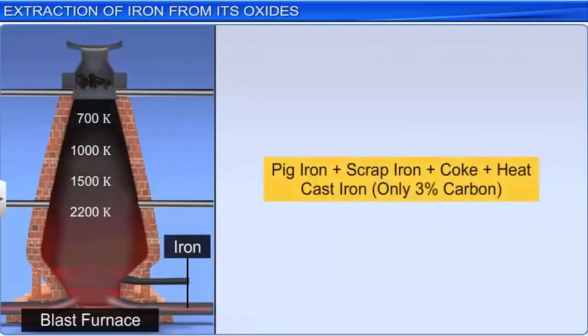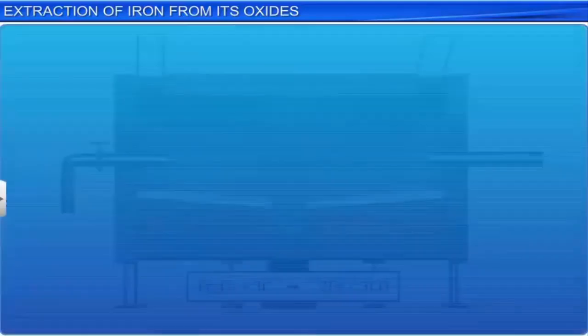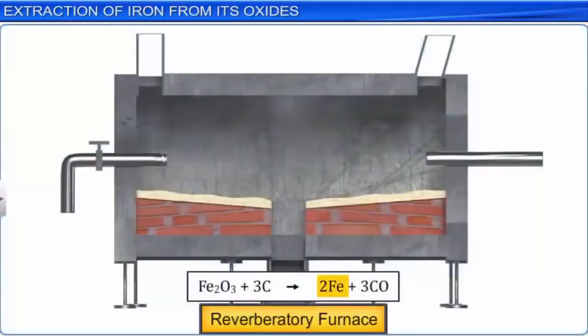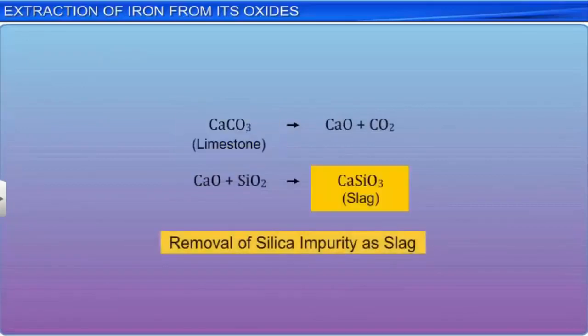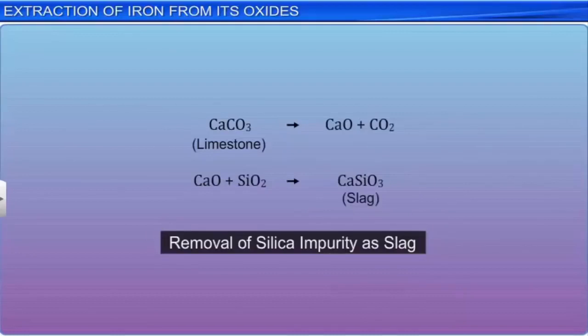Pig iron is melted with scrap iron and coke in the presence of hot air to form cast iron, which contains only 3% carbon. It is hard but brittle. Cast iron is heated in a reverberatory furnace lined with hematite, which oxidizes carbon to carbon monoxide to get wrought iron or malleable iron, the purest form of iron. In this process, limestone is added to remove impurities in the form of slag. The metal is removed and separated from the slag by passing it through rollers.